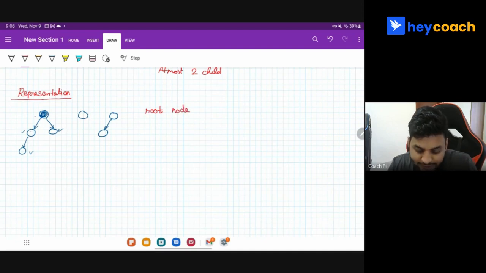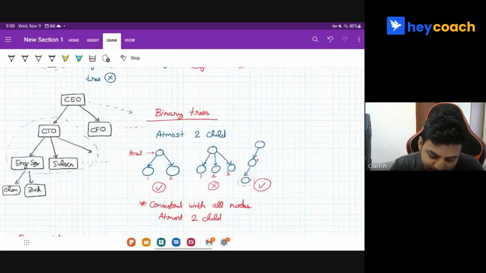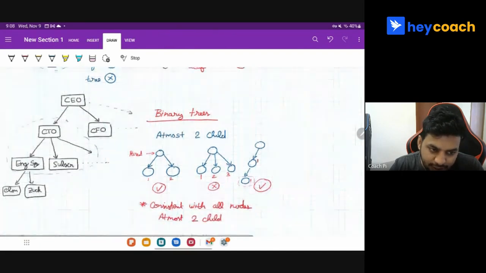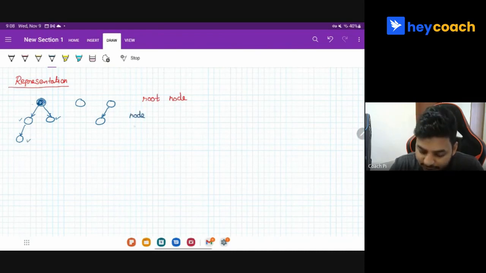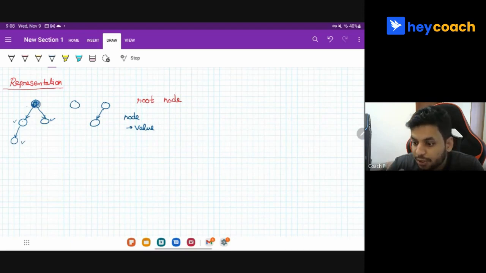Now let's think about how we are going to represent a particular node. What data should a particular node have? Every node will have certain kinds of values, right? In the previous example, we can see the designation. So every node has a certain set of values, like designation. If we talk about the anatomy of a node, we will need a value in that object. Value will be the value of that particular node.